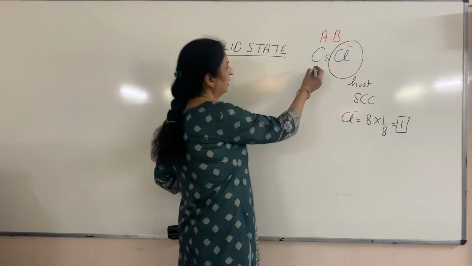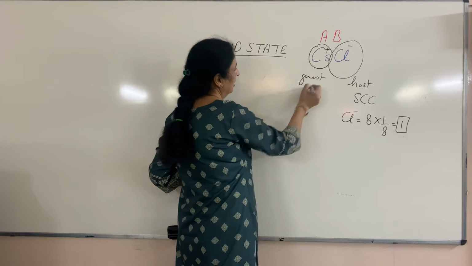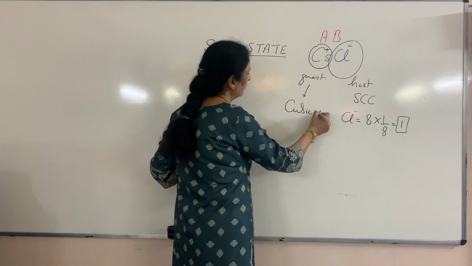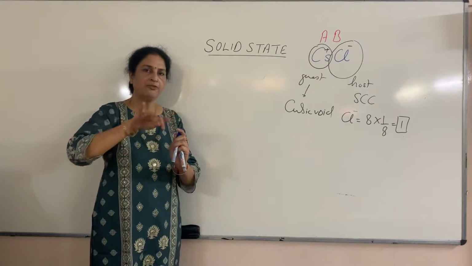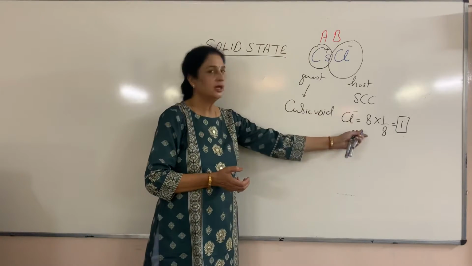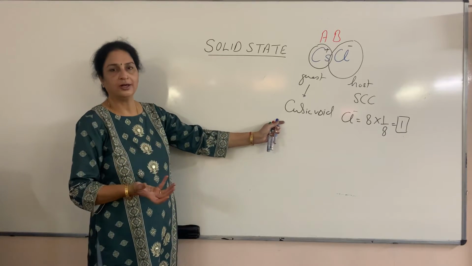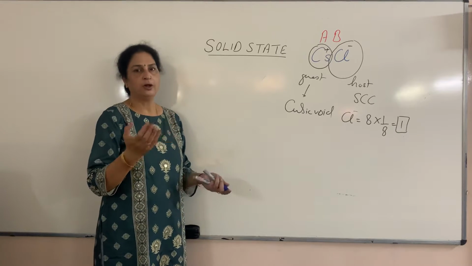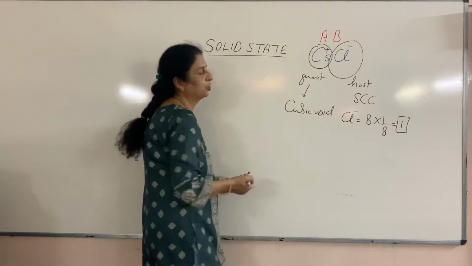So, cesium ions, which are acting as guests, are accommodating the cubic void. What do you mean by cubic void? A cubic void is a space left between 8 atoms. Which 8 atoms? Which are present at the corners. So, the cesium ion is occupying the cubic void. How many cubic voids can be present in a cube? Only 1. So, the cesium ion is occupying that cubic void.